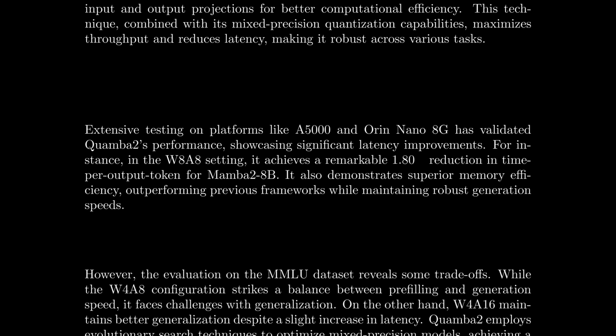For instance, in the W8A8 setting, it achieves a remarkable 1.80 times reduction in time per output token for Mamba 2 8B. It also demonstrates superior memory efficiency, outperforming previous frameworks while maintaining robust generation speeds.